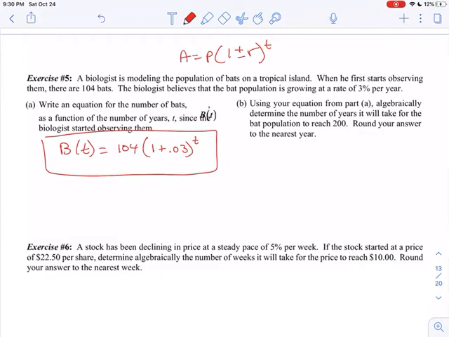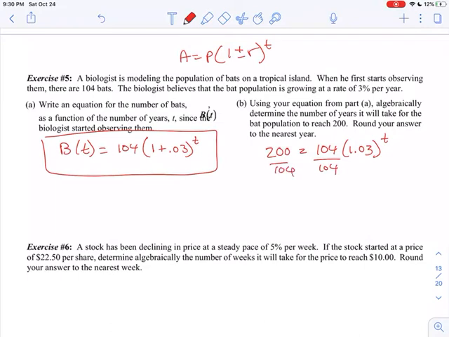So we did that back a while ago. Now the problem is that's all we basically did. I want to solve for t. I want to solve for the number of years. Using your equation from part A, algebraically determine the number of years it will take for the bat population to reach 200. So my bat population is going to reach 200, and I'm going to solve this to figure out how many years it will take to do that.